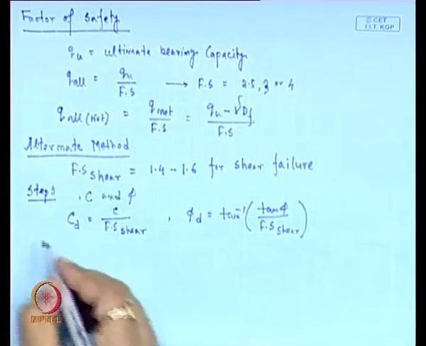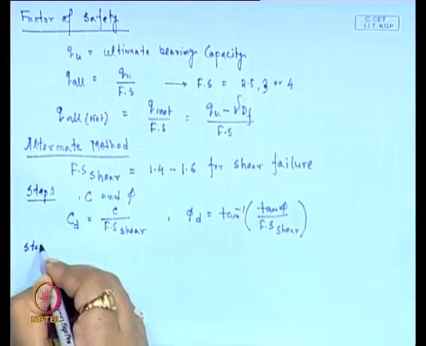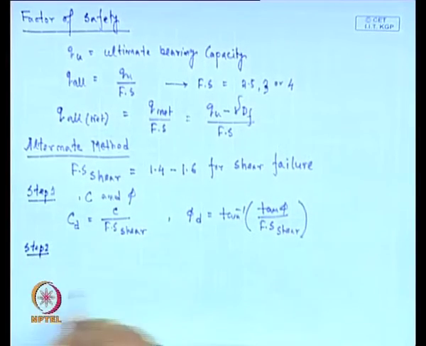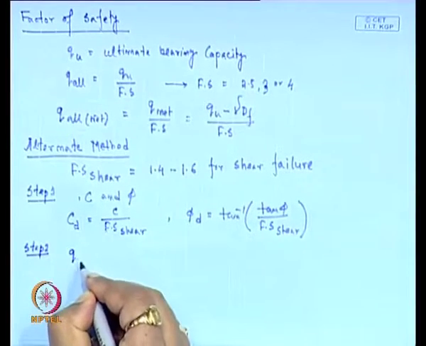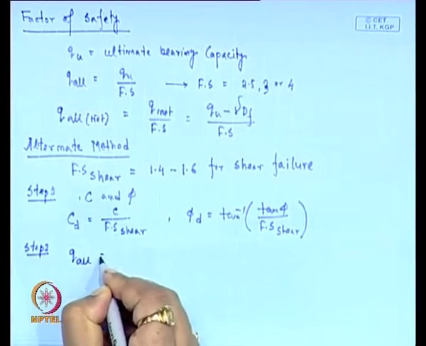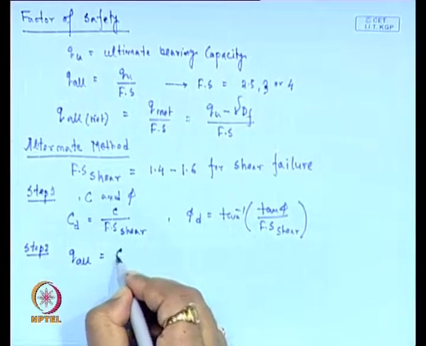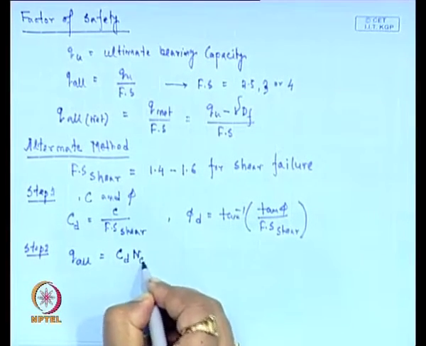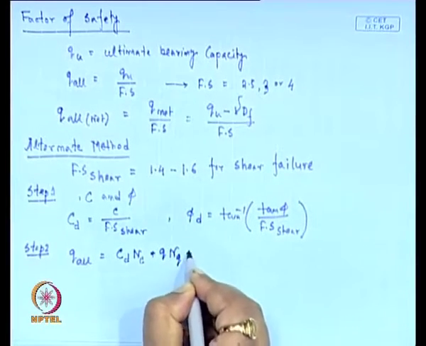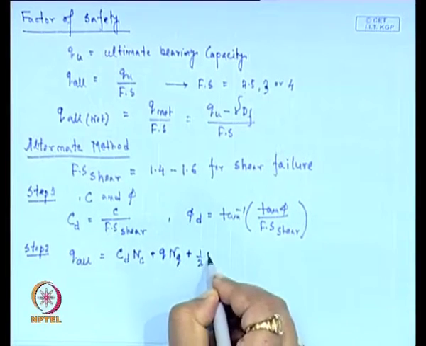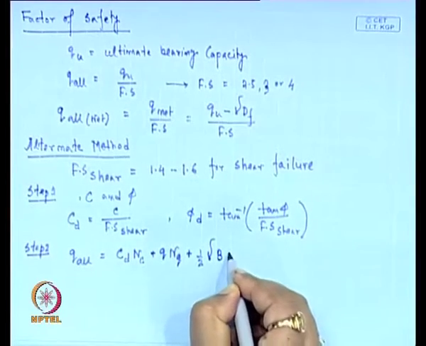Now, in step 2, when we calculate this Q allowable, that expression will be c_d N_c plus q N_q plus half gamma B N_gamma.